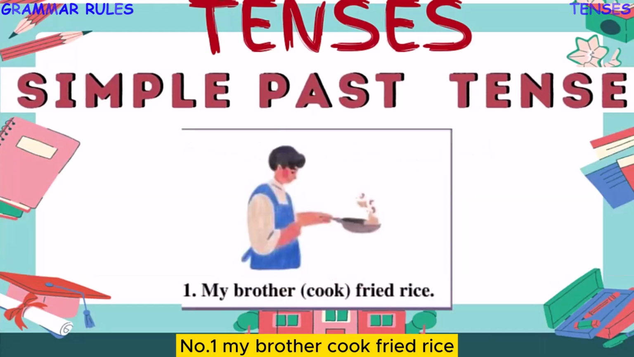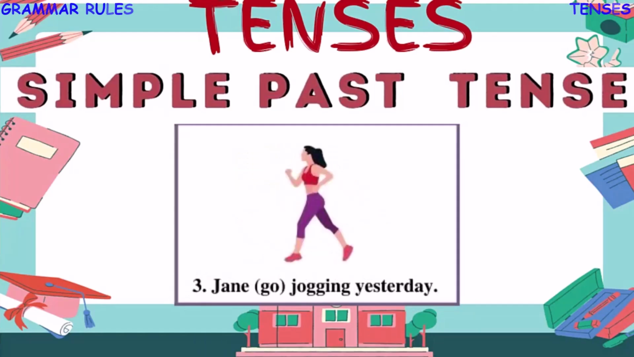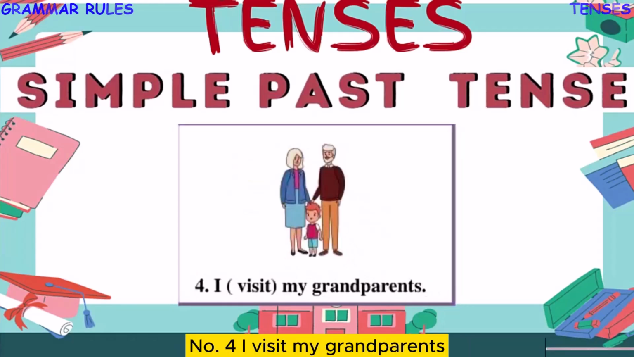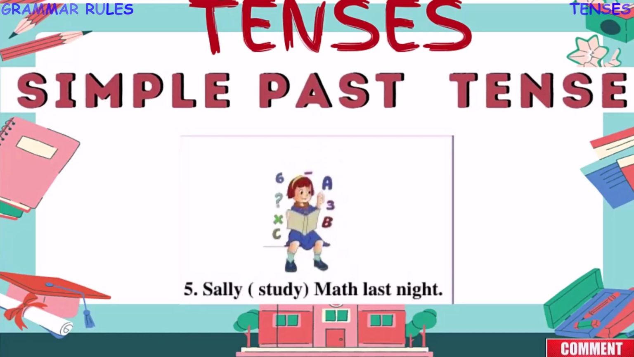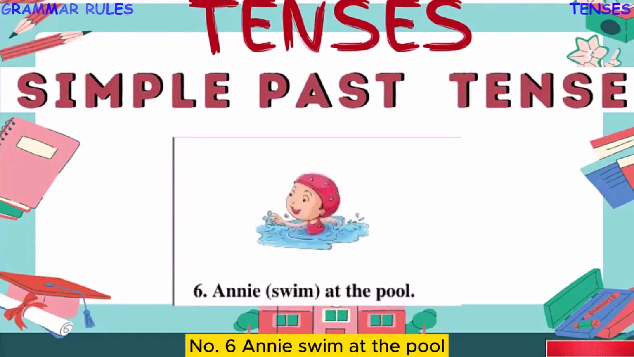Number 1. My brother cooked fried rice. Number 2. They watched television. Number 3. Jane go jogging yesterday. Number 4. I visit my grandparents. Number 5. Sally studied math last night. Number 6. Annie swim at the pool.